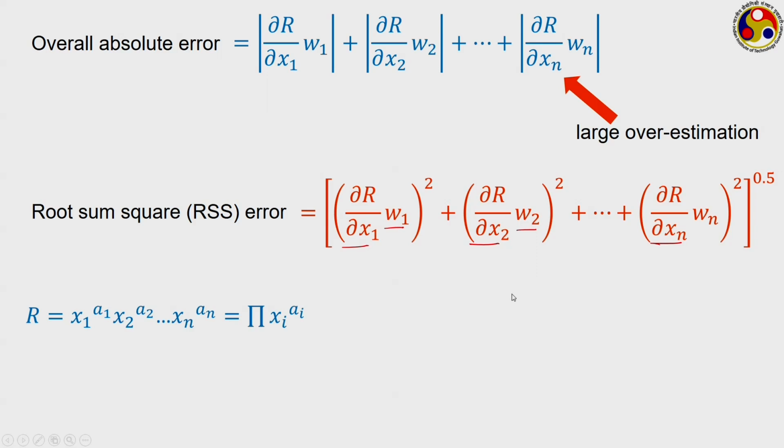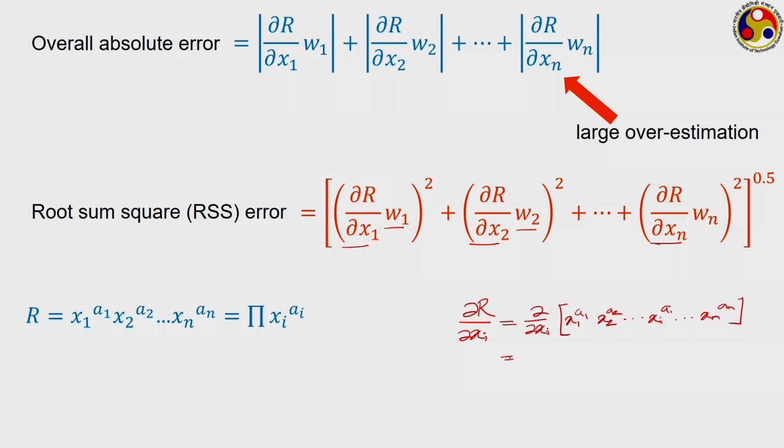A couple of very simple examples. In one case, suppose all the variables appear in a product form: x1 to the power a1, x2 to the power a2, xn to the power an. Then if we want to calculate the uncertain sensitivity, dou R by dou xi, for the ith variable, we take x1 to the power a1, x2 to the power a2, xi to the power ai, xn to the power an.